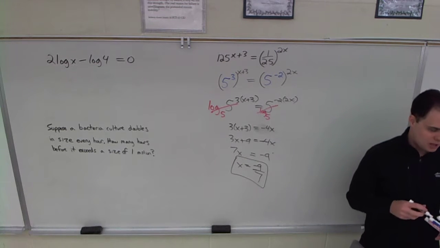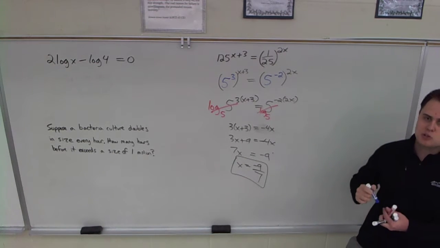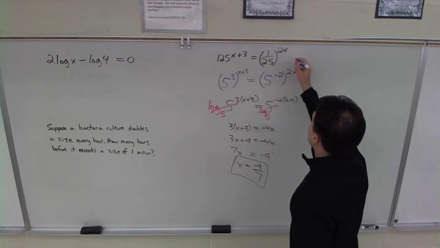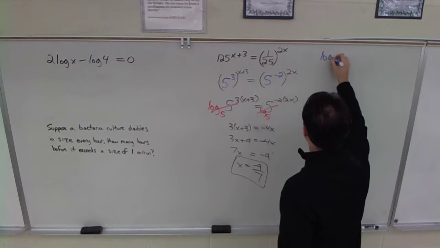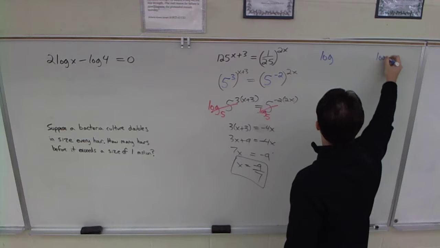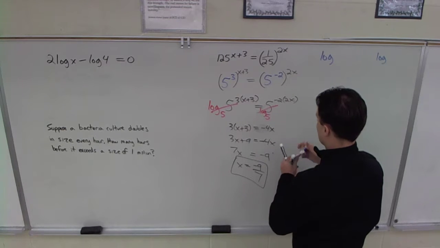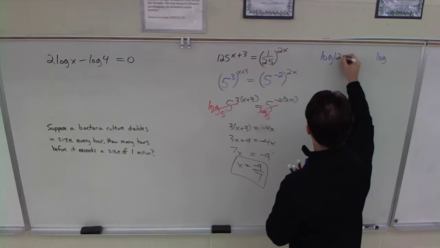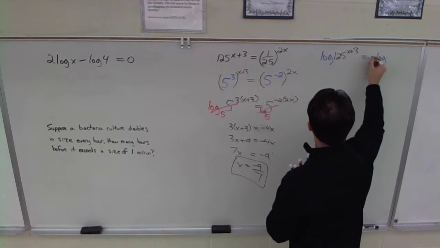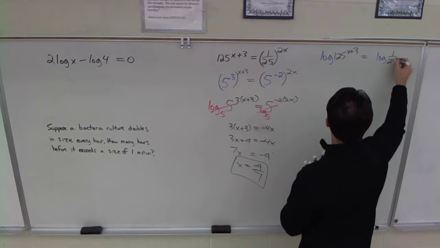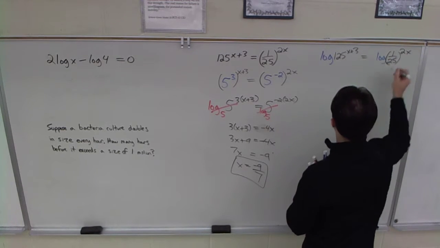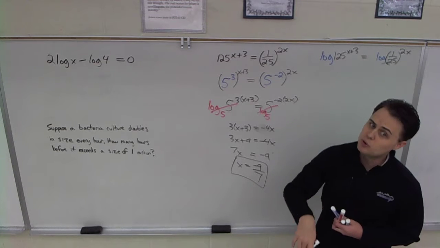Sometimes you can't even do that. You could use logarithms right away. I'm going to use base 10. So I'm going to operate with base 10 on both sides. That lets me pull the powers down.